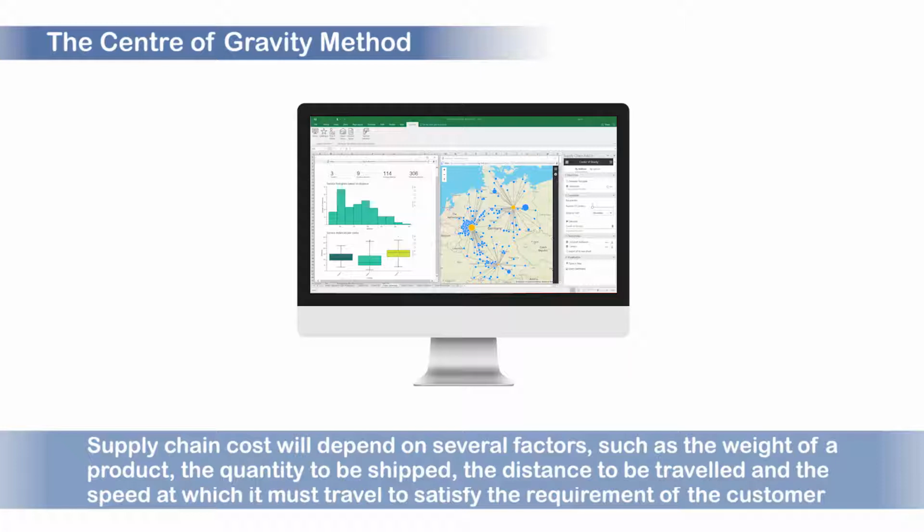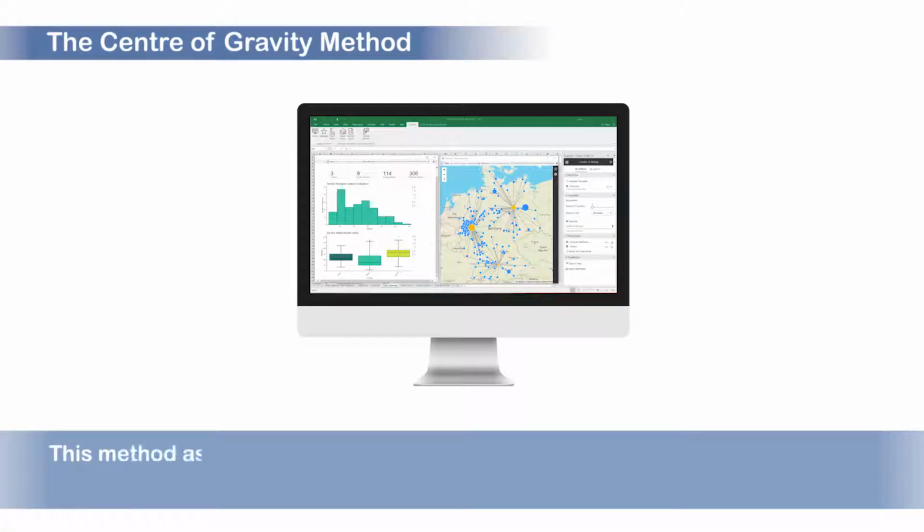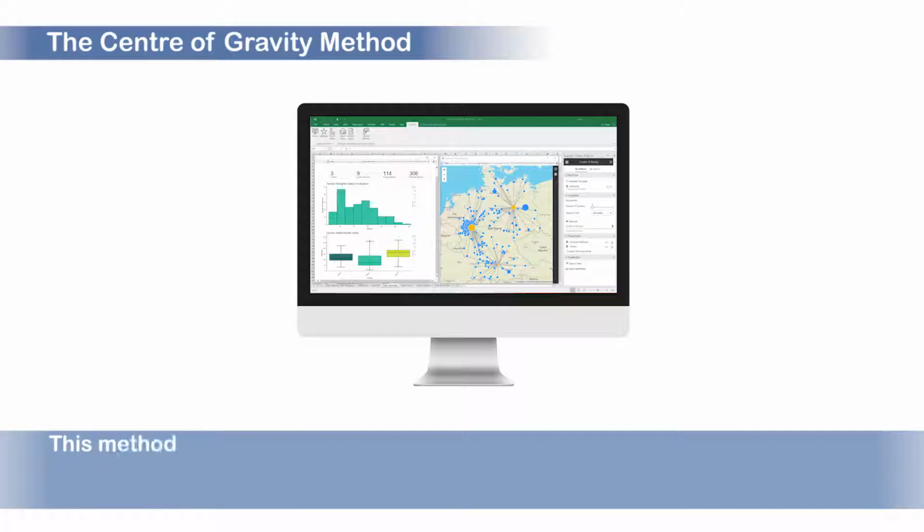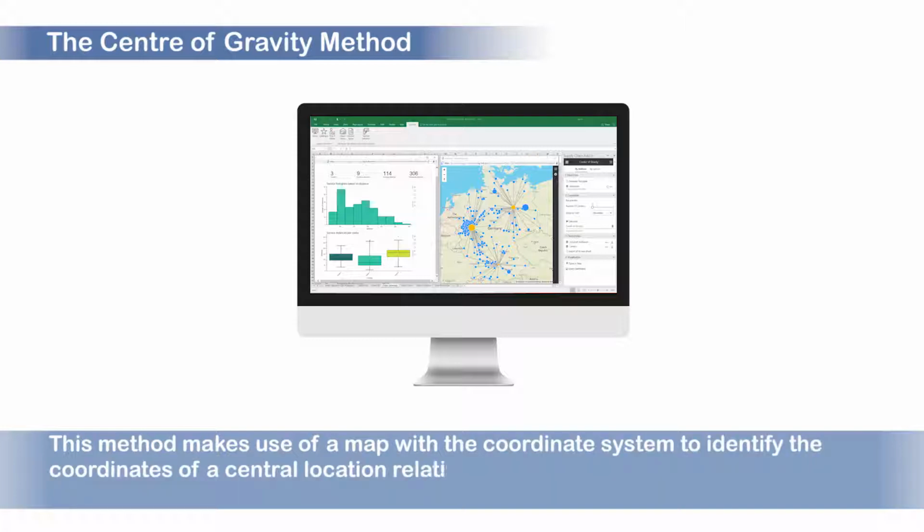This method assumes that there is a linear relationship between the distribution cost and the distance and quantity shipped. This method makes use of a map with the coordinate systems to identify the coordinates of a central location relative to all other locations which will be cost effective.